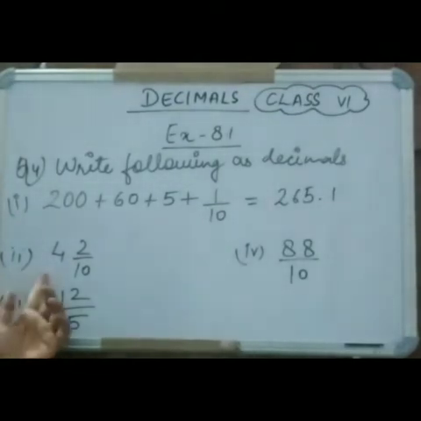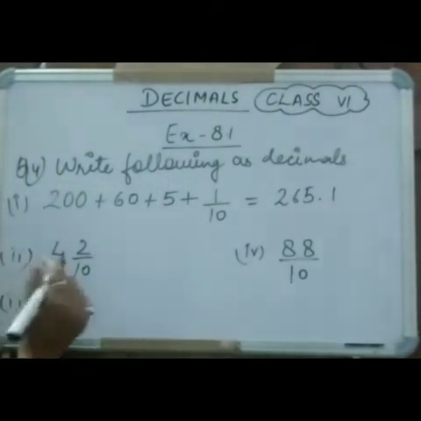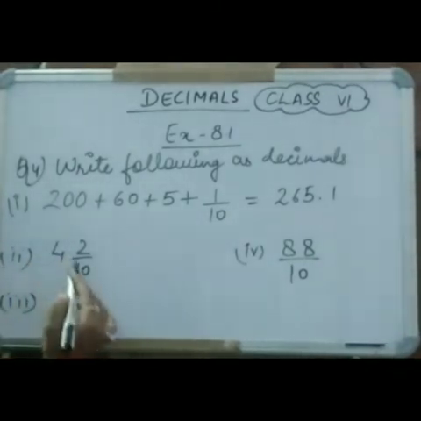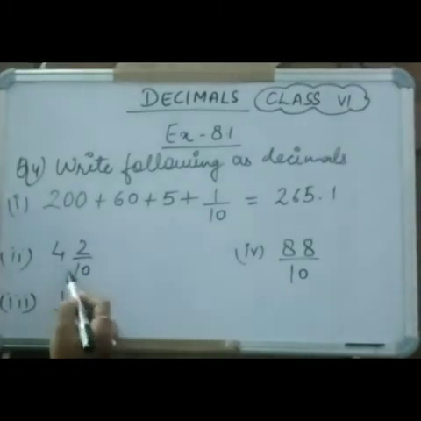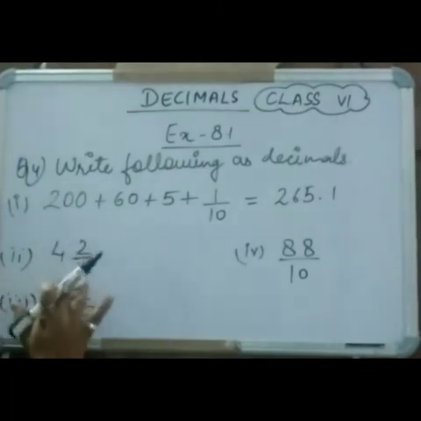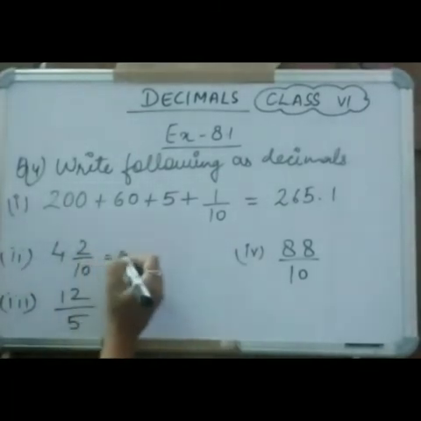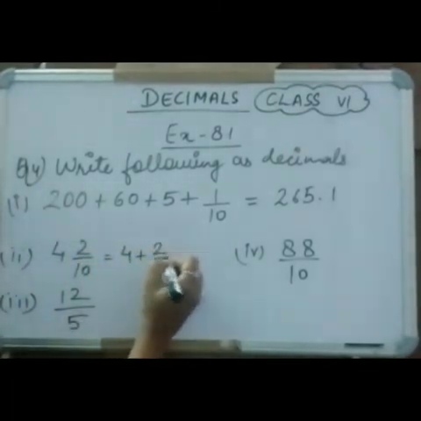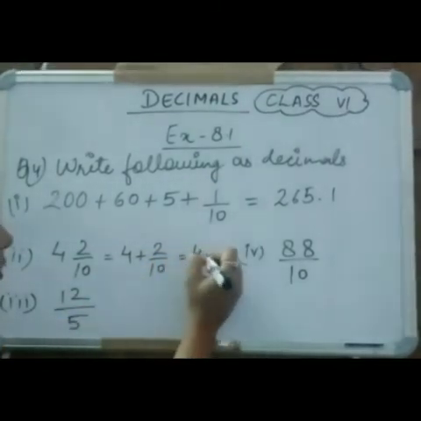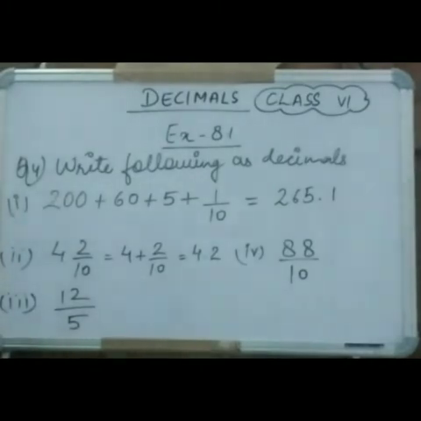Now this one is a mixed fraction. This we have done in fractions also. 4 tens are 40 plus 2. This is 42 upon 10. Like this you can do. And one more method is there: 4 plus 2 upon 10. So it is again 4.2. Like this also you can do.